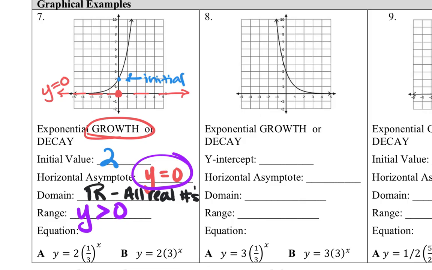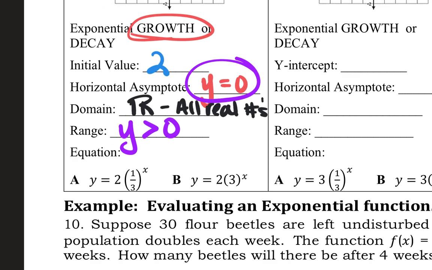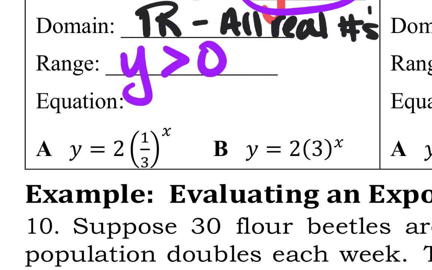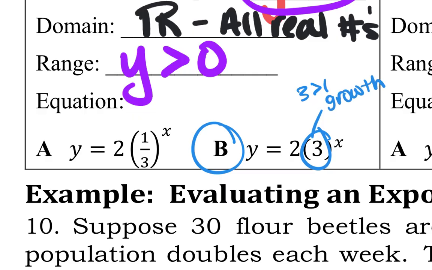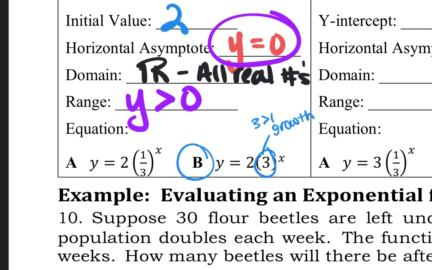All right, so we have the initial value. We haven't even looked at the growth factor. Going from the initial value, but knowing that it's growing, which equation should be the correct equation? B. Why B? Because 3 is greater than 1. So 3 is greater than 1, which is growth. All right, let's do another one, and then you will try the third one.